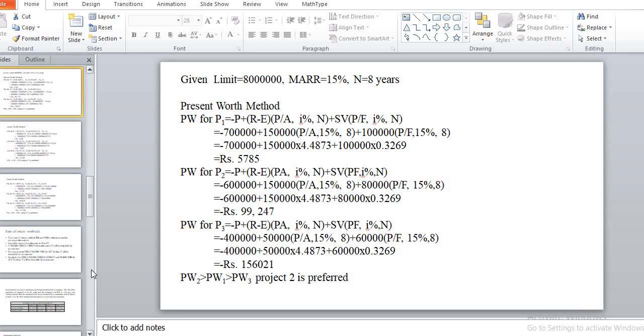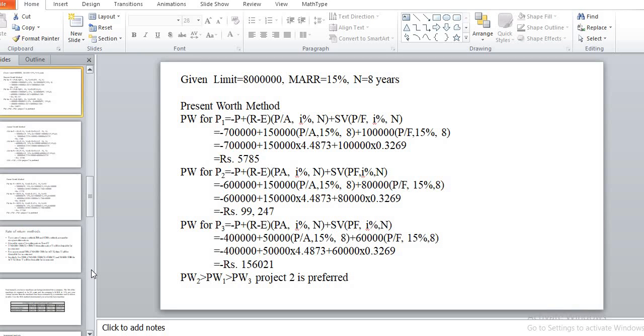So here the given limit is 18 lakh. 18 lakh budget is available with the R&D department. MRR value is 15% and lifespan or study period is 8 years. Now using present worth, we have to decide which project is the suitable one. Again we decide which project is suitable by using the annual worth method, and again confirm with the future worth method which project is economical for this R&D department.